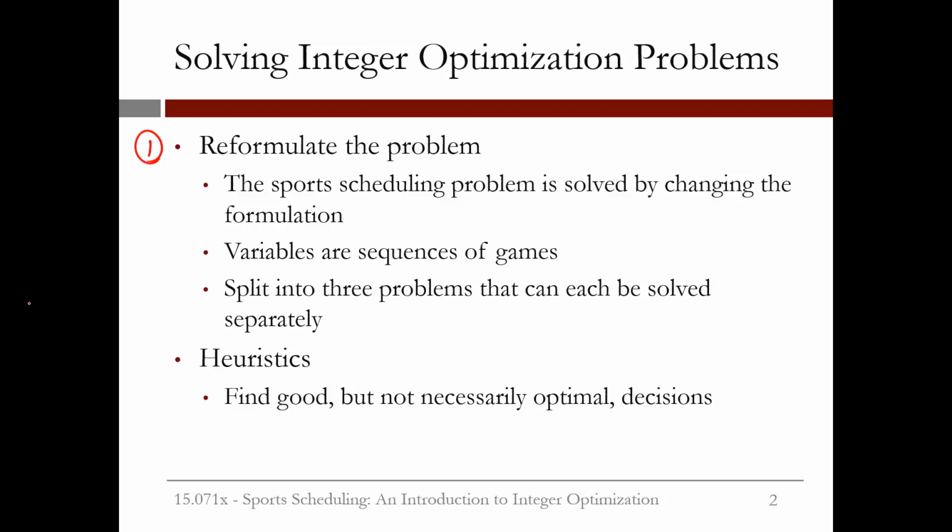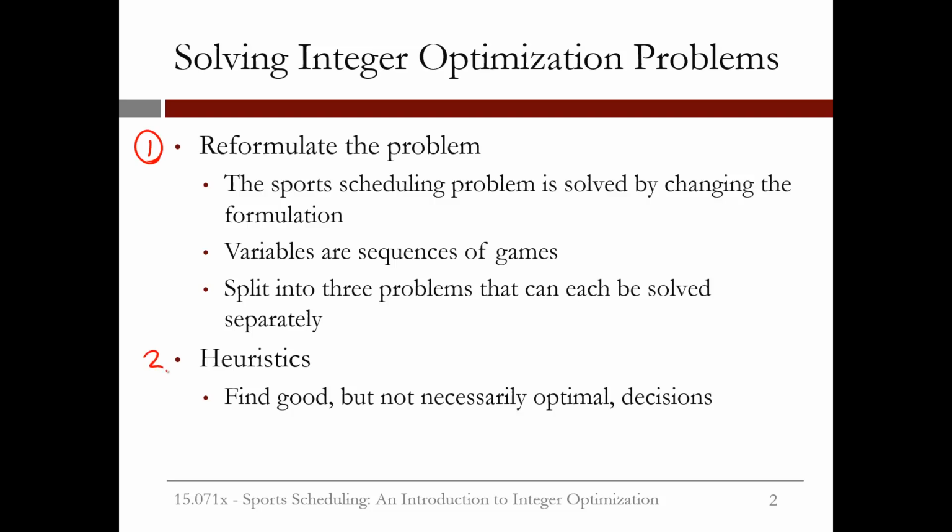The sports scheduling problem with more teams is often solved by changing the formulation. Instead of the variables we discussed in this lecture, the decision variables are sequences of games. Additionally, the problem can be split into 3 smaller problems that can each be solved separately and much faster than just solving the whole problem.